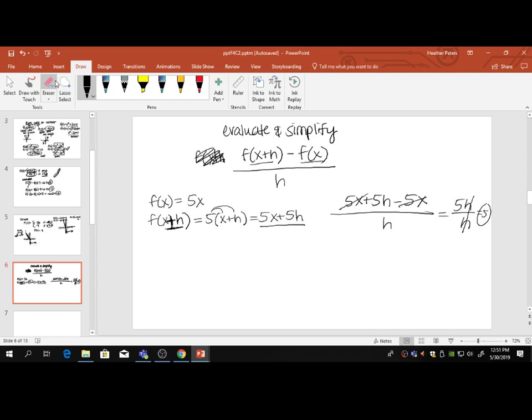Okay, let's say you have something a little bit more complicated. So let's say you have something like f of x equals 2x squared minus x minus 1. Okay, so we need to find f of x plus h, which means everywhere there's an x in this function, I need to plug in an x plus h instead.